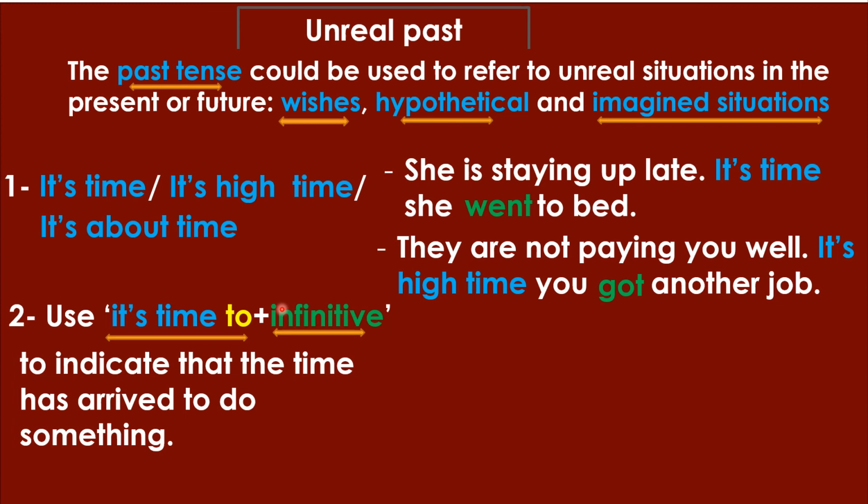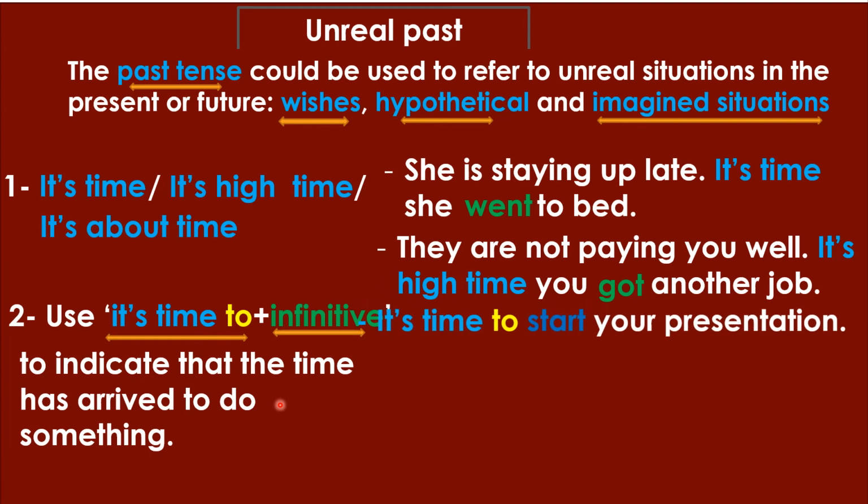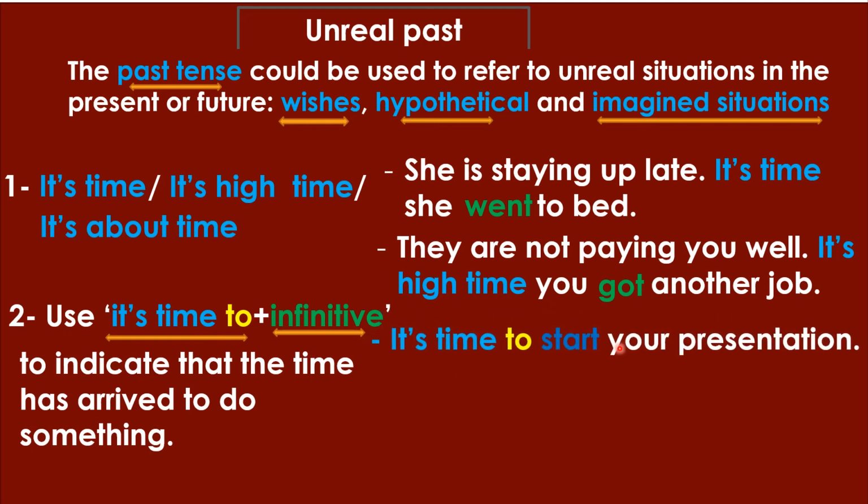Okay. An example which contains it's time plus the infinitive. It's time to start your presentation. Look here. It's time to, and here we have what? We have the infinitive. طبعا بعد it's time to عندنا هنا ايه؟ عندنا اللي هو المصدر اللي هو the base form of the verb اللي هو التصريف الأول من الفعل. Why? Because after it's time here we don't have a subject. لأن احنا هنا بعد it's time ما عندناش فاعل.